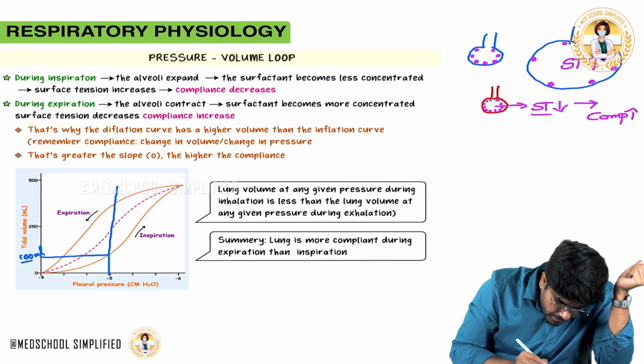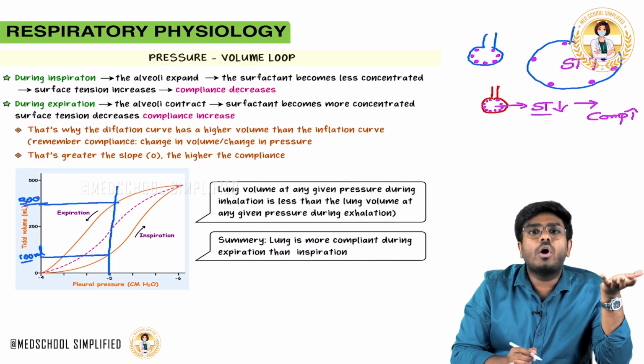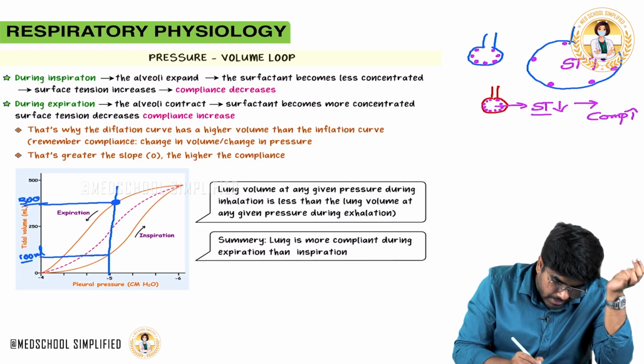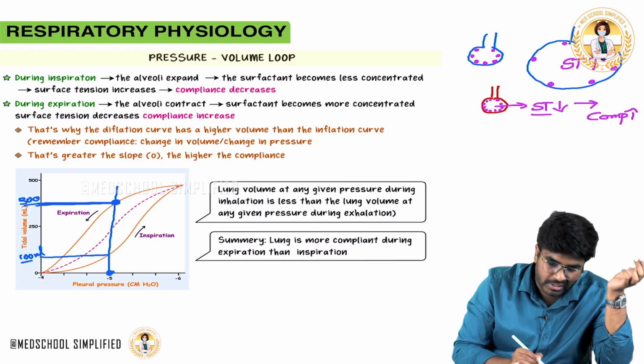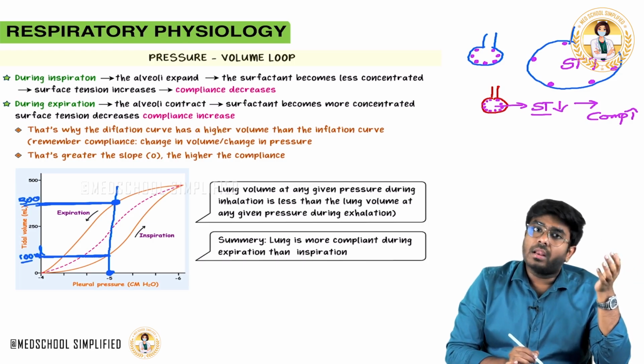Now what is the volume of the lungs at minus 5 mm Hg pressure during expiration? Looking here, this is the expiratory curve. I am drawing a line like this, and here it will be somewhere around 300. Where is more volume change? More volume change is seen during expiration. At a given pressure, there is more volume change in the lung during expiration than during inspiration. What is the reason?